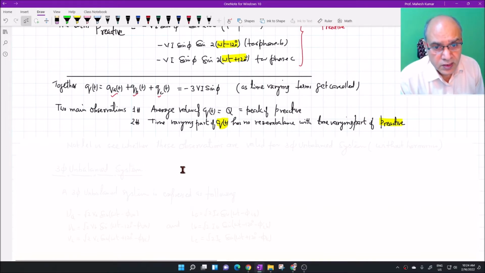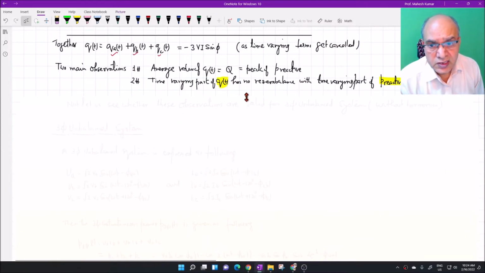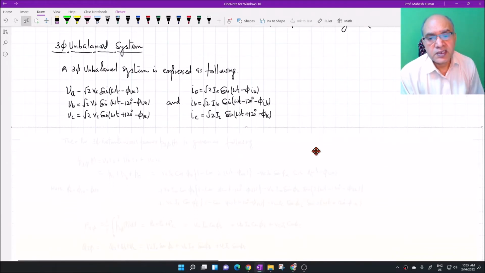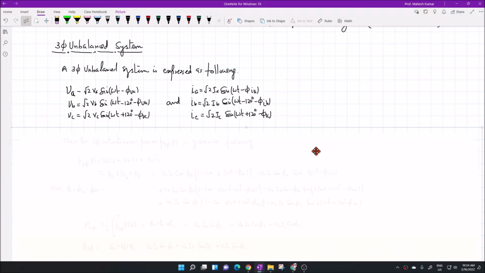Okay. Now the three-phase unbalanced system can be represented as follows. I discussed this point that the balancedness of a three-phase system is measured in terms of the magnitude and in terms of the phase angle. So you can see here all three voltages have different magnitudes. This is BA, this is BB, this is BC. That is, the RMS values of the three voltages are different.